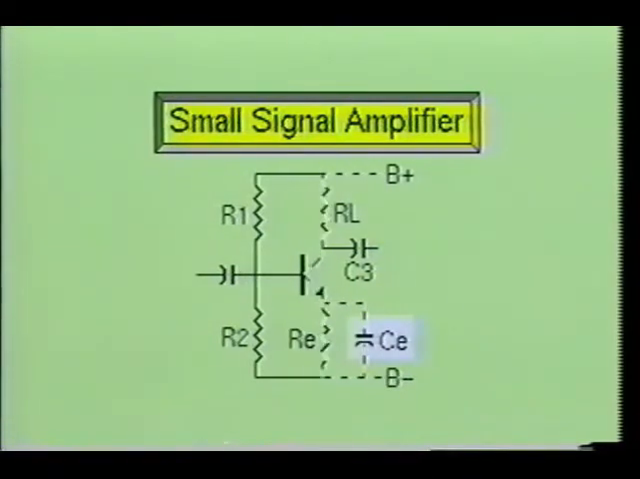Therefore, in small signal amplifiers, the emitter resistor RE will be bypassed with a large capacitor CE. Capacitor CE will provide a low impedance path for any AC signal current. This eliminates any reduction in gain caused by the emitter resistor.